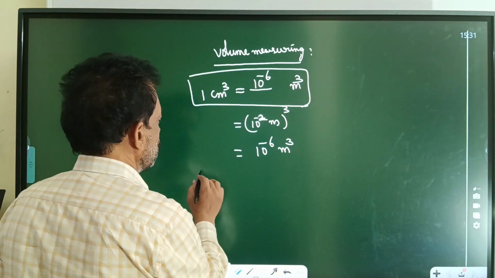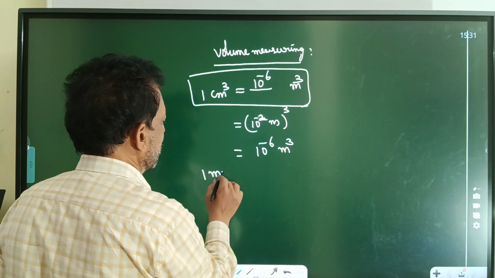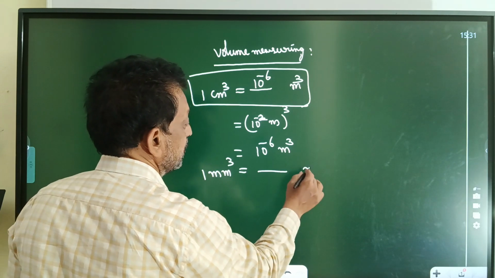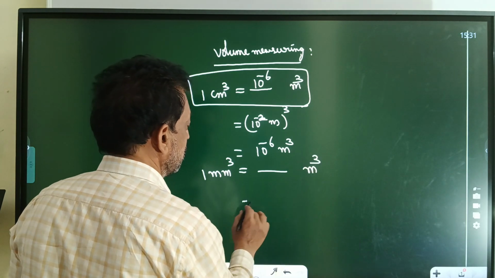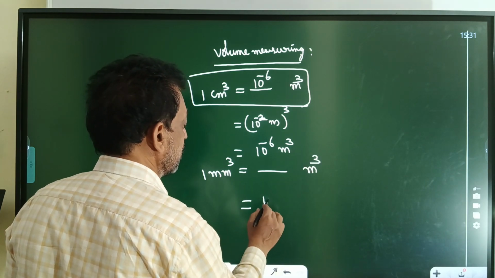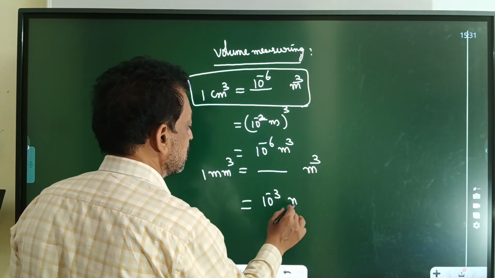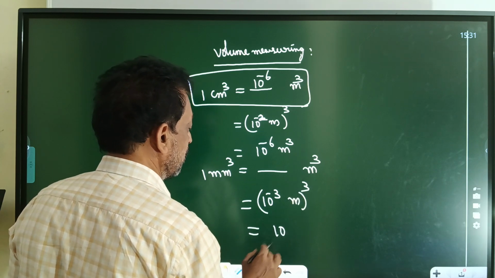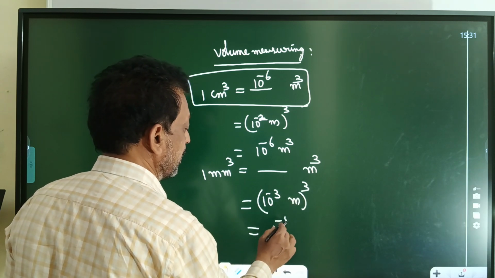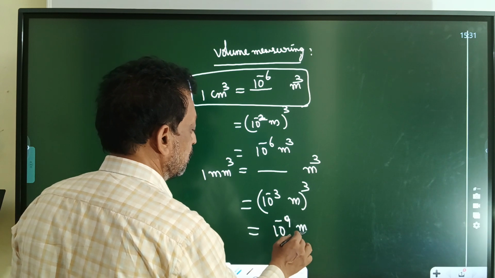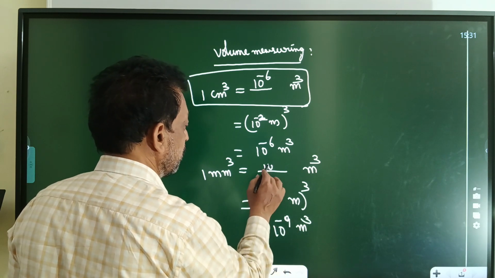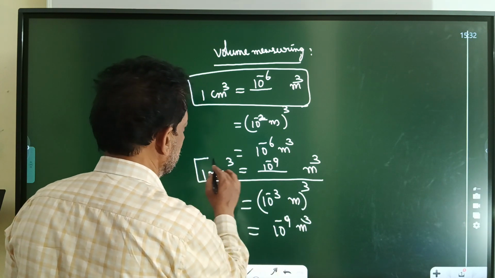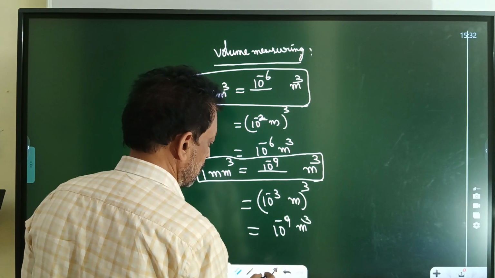Next, 1 mm cube is equal to dash meter. But 1 mm is equal to 10 to the power of minus 3 meter. So we write cube. That gives you 10 to the power of minus 9 meter cube. You get a volume.